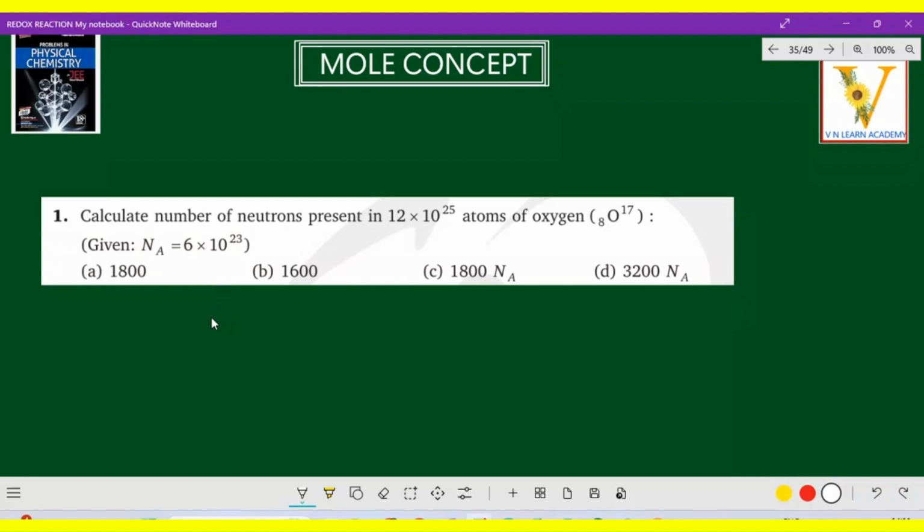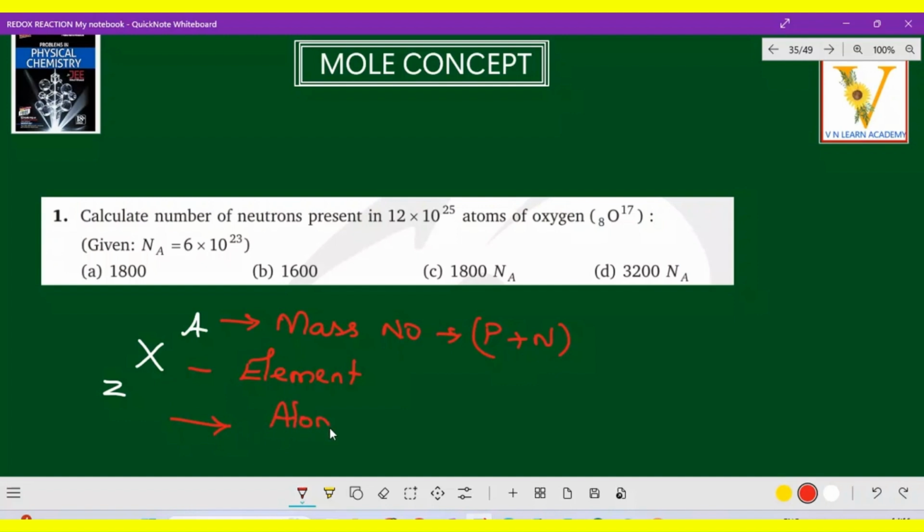Now this is actually very simple. See, how do we identify an element by atomic number and mass number? Here X is an element, Z is the atomic number, and A is the mass number, right? Mass number means protons plus neutrons. And atomic number means protons only, so protons or electrons.